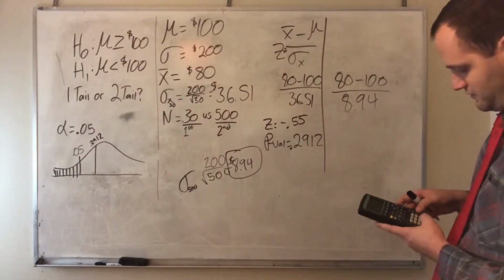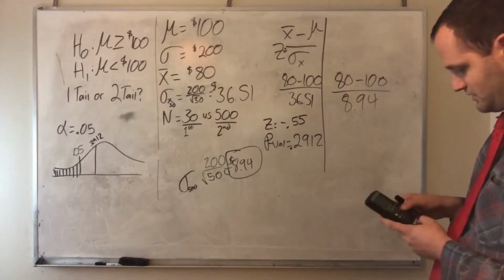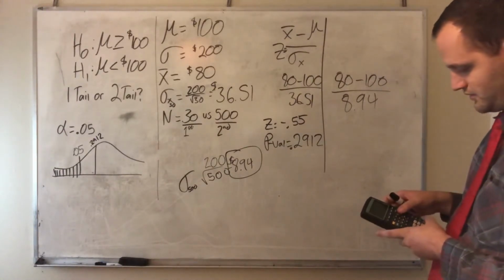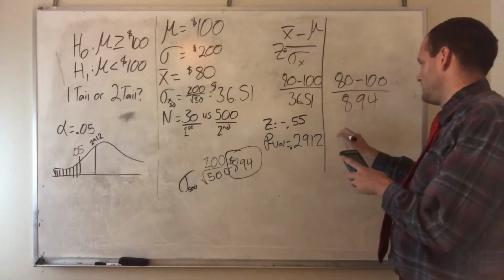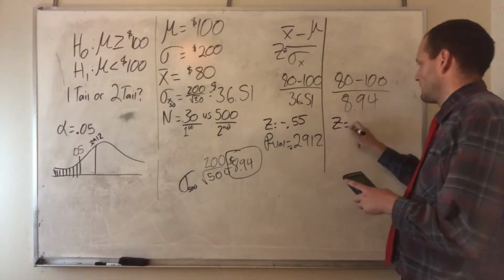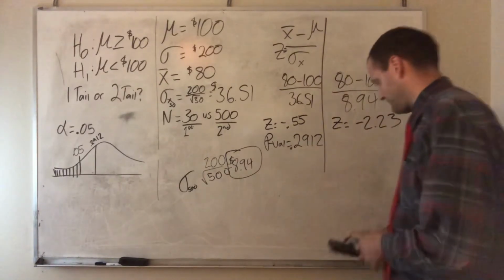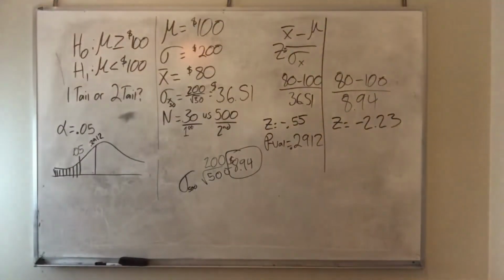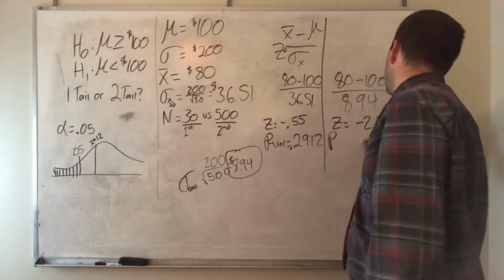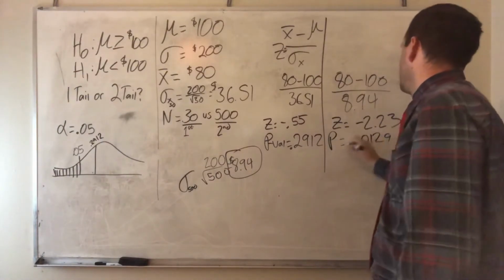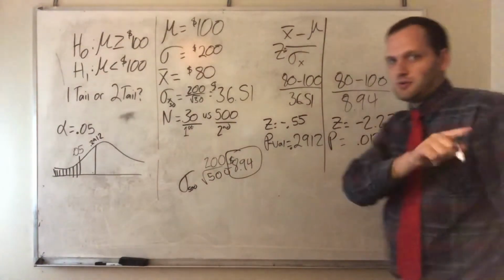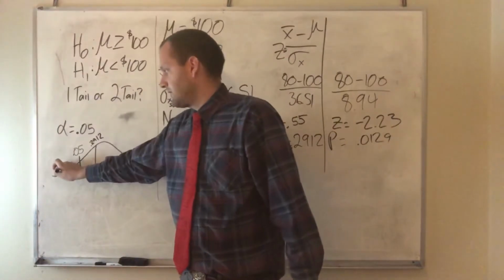So we've got negative 20 divided by 8.94. That gives me a z-score of negative 2.23. All right, negative 2.23. The p-value for that is 0.0129, which would put us right about here.